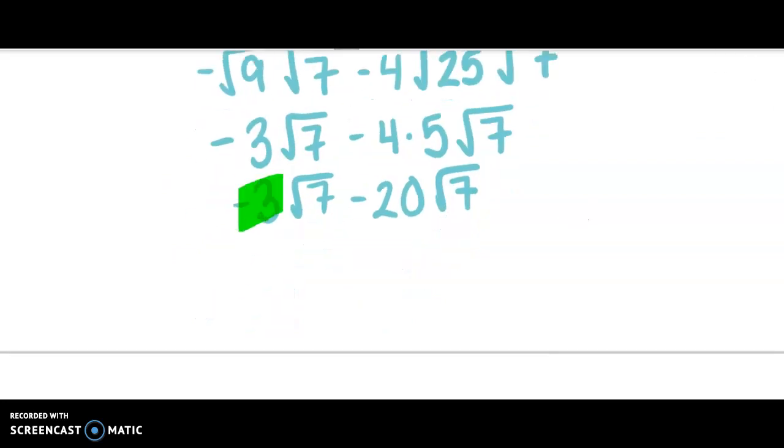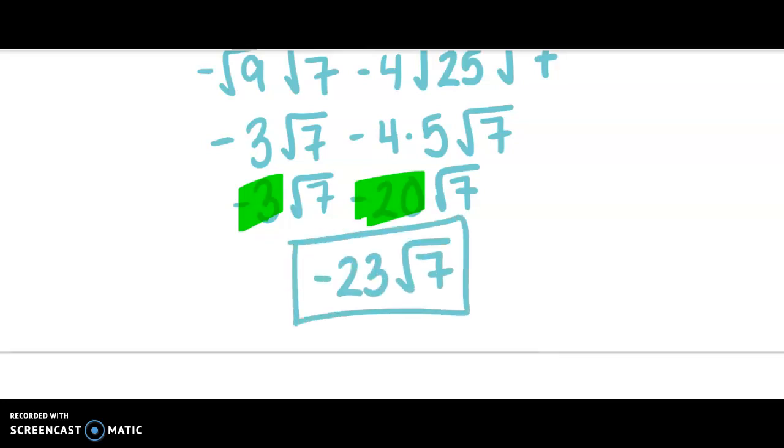Okay, I can combine what's out front because what's underneath the radical is the same. So negative 23 root 7 would be my answer.